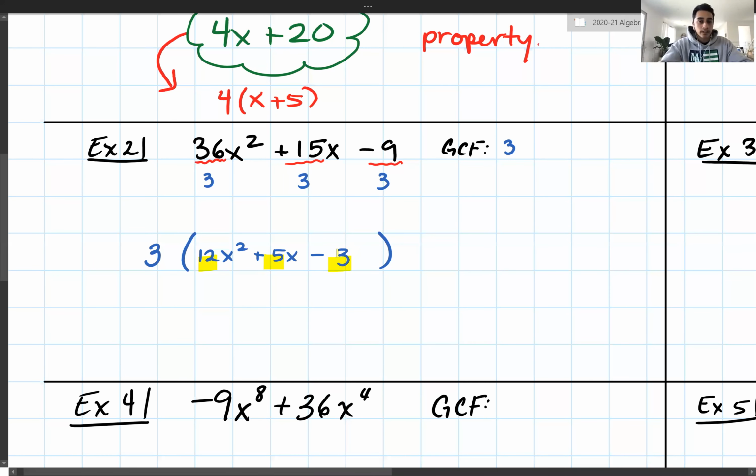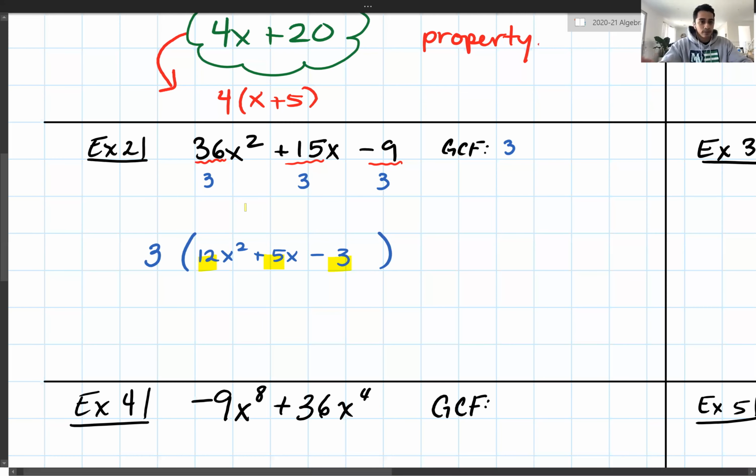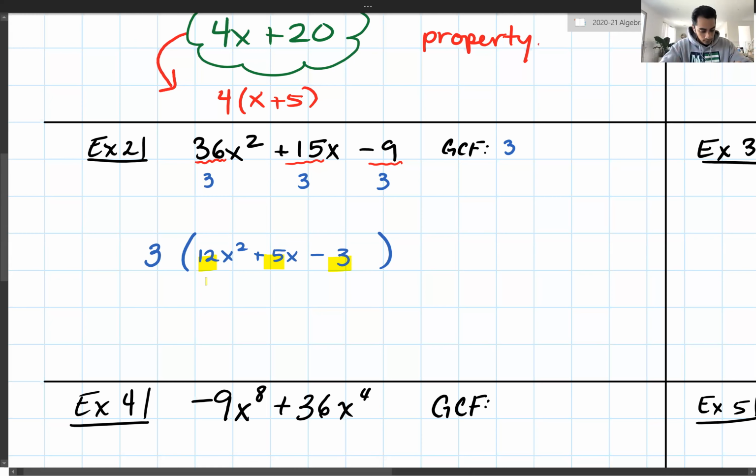The only thing that you could divide out of 12, 5, and 3 is 1, right? That's the only factor they have in common now. Because if you think about 12, you could divide it by 2, by 4, by 3, but 5 can't be divided by 3. So there's nothing that all 3 numbers have in common. They don't have a common factor. So this is how you know that 3 was the greatest common factor.